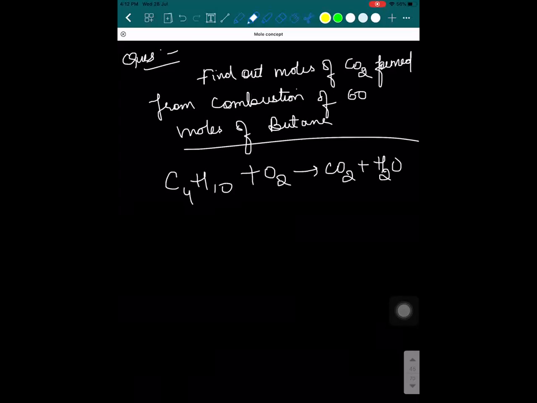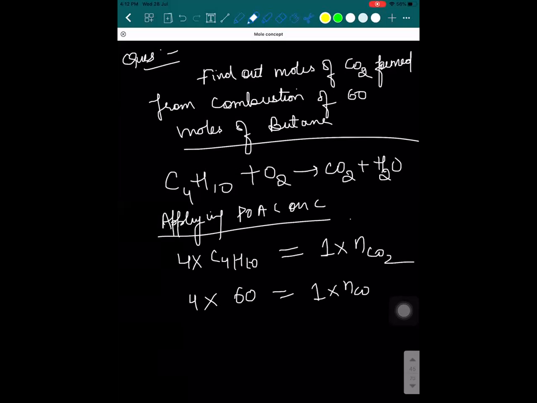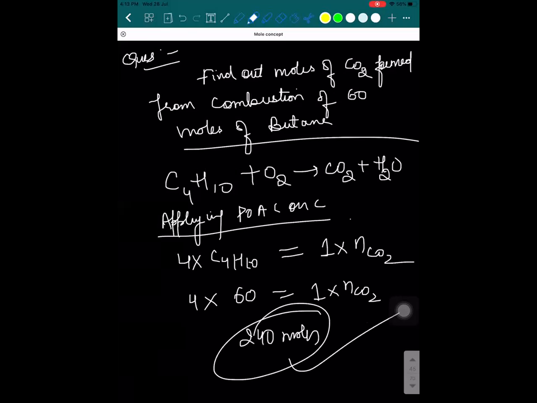At which element should I apply the POAC? On which element should I apply the POAC? किस पे करूं? Carbon पे. Very good. So apply POAC on carbon. So it will be 4 into moles of C4H10, which gives you what? 1 into moles of CO2. 4 into moles of butane, 60 into moles of CO2. 240 is the answer. 240 moles. Isn't it? Yes or no?